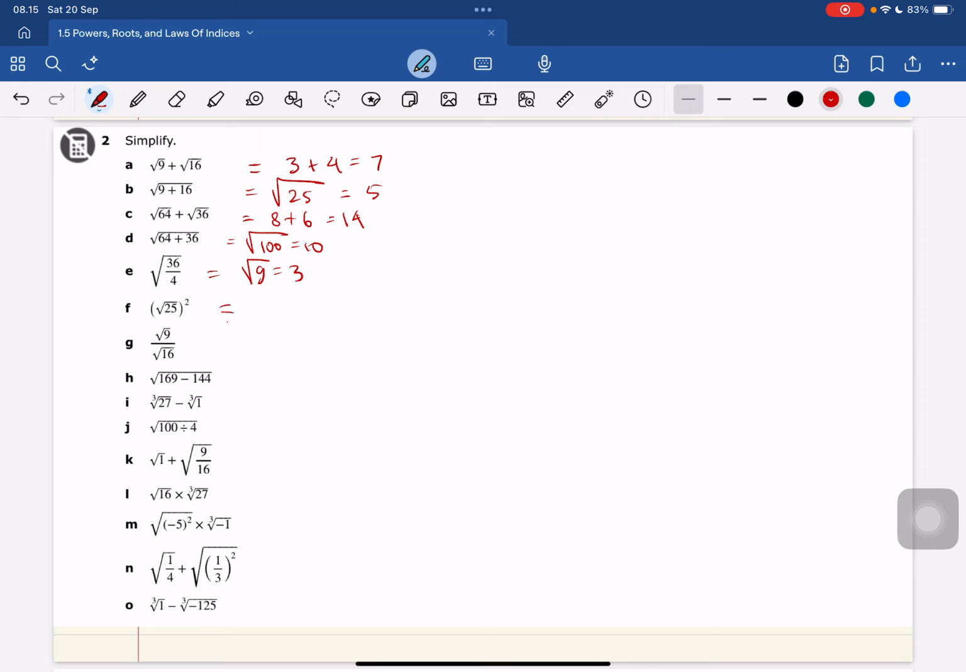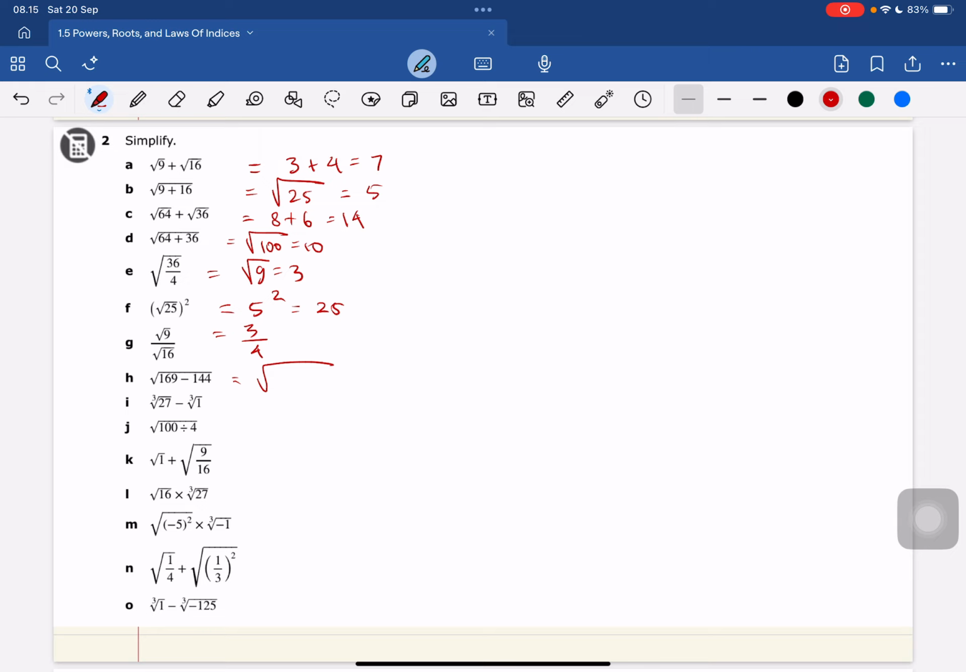Okay, square root of 25 squared. So square root of 25 is gonna be 5. Make it squared is gonna be 25. Yes, square root of 9 is 3. Square root of 16 is 4. Okay, this is inside the bracket. So let us finish it first.